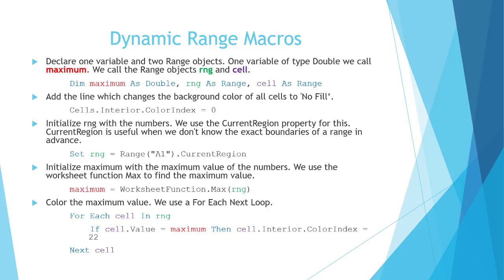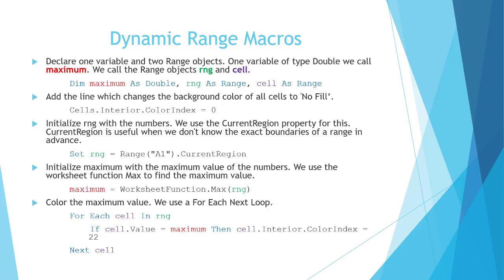And we're going to get a little bit more into color later, but right now 0 equals no fill is the easiest way to remember that. So we're going to initialize our range with the numbers. We use the current region property for this because we don't know the range necessarily right off the bat. So to avoid the problem we had earlier where we tried to do the grades and it was only working with one cell at a time, current region lets you work with multiple things at the same time, and you don't have to worry about that isolation problem.